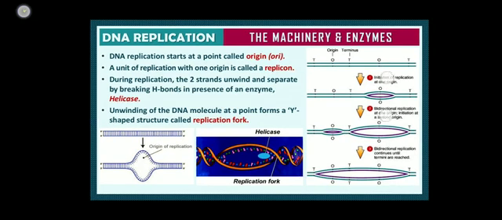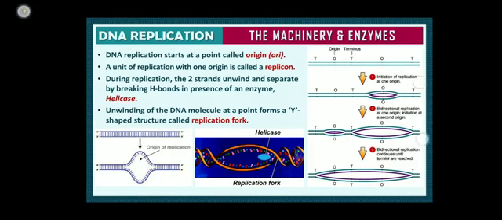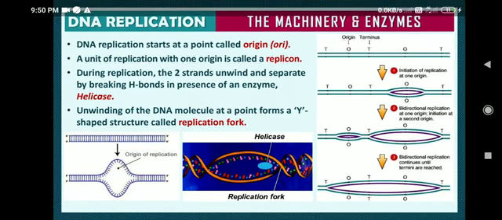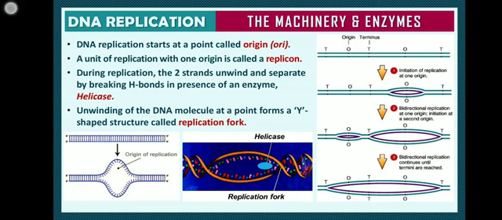This is the starting point where the origin occurs. So in both directions the process of replication continues, until they reach the terminus. Replication can take place at multiple origin sites, or as Y-shaped structures. So DNA replication starts at a point called the origin. A unit of replication with one origin is called the replicon, students.